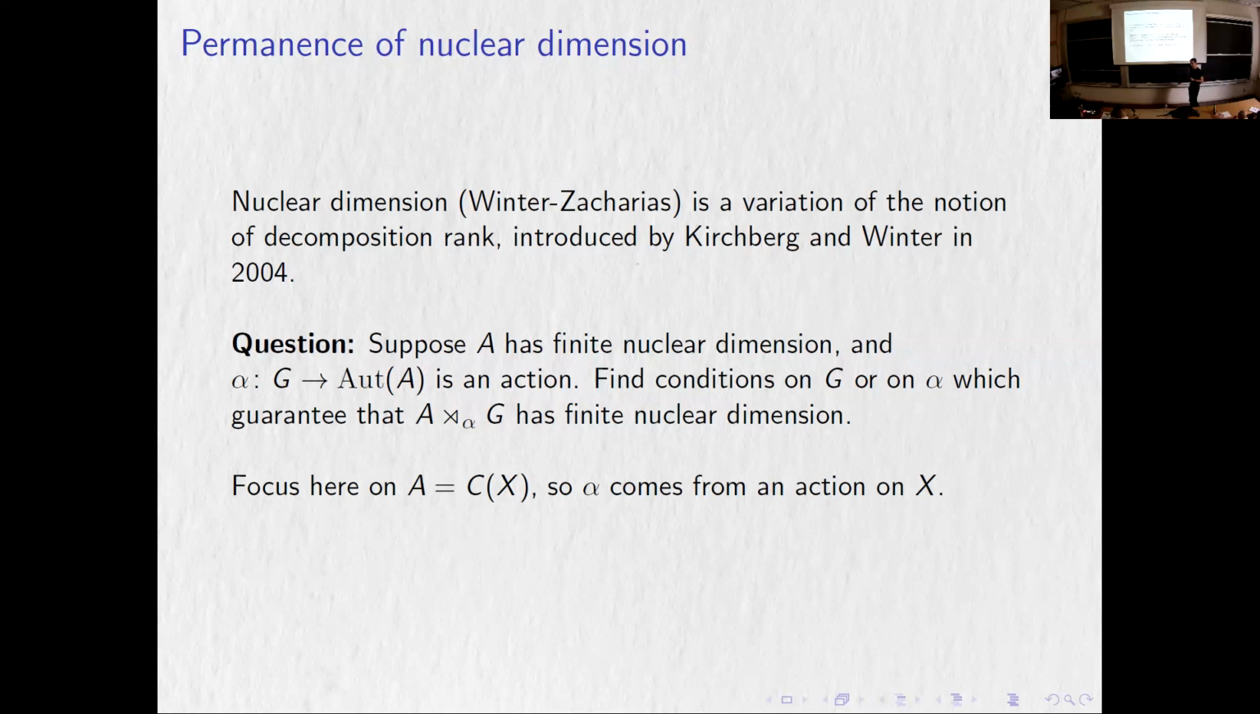Okay. It may be interesting nonetheless to sometimes have some bound, which may not be optimal, in case, for example, that's a step in doing something else. For example, if you have an inductive limit of C-star algebras, you know that the nuclear dimension of the inductive limit is bounded by the supremum of the nuclear dimensions over all steps.